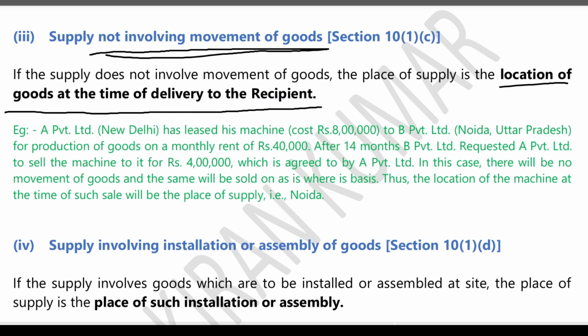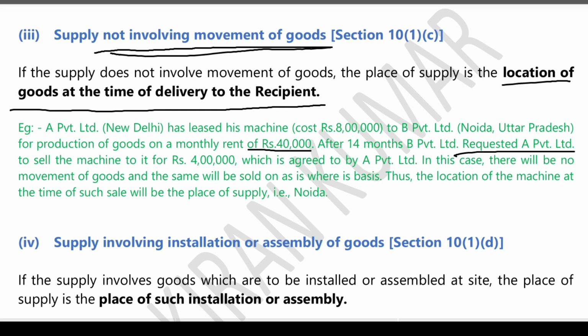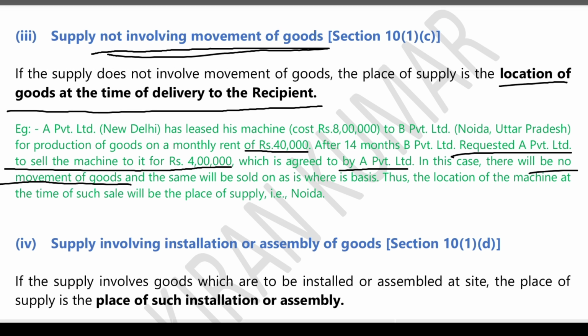Suppose A Private Limited has leased a machine of cost 8 lakhs to B Limited, which is located in Noida, Uttar Pradesh, for the production of goods on a monthly rent of 40,000. After 14 months, B Private Limited requested A Private Limited to sell the machine for 4 lakhs, which is agreed to by A Private Limited. In this case, there will be no movement of goods because it's machinery and the same will be sold on an as-is-where-is basis. So the location of the machine will be the place of supply, that is, in this case, Noida.